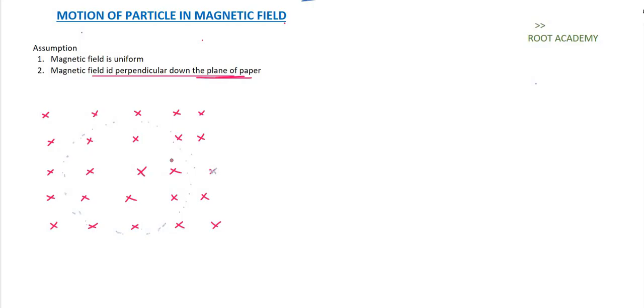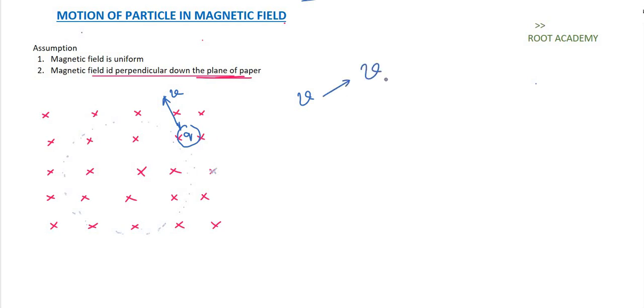If any particle enters, suppose this is the particle which has entered into the field. This is the particle Q and its speed is in this direction. So in which direction will it experience the force and what kind of motion will take place? We know the speed will have two components, right?